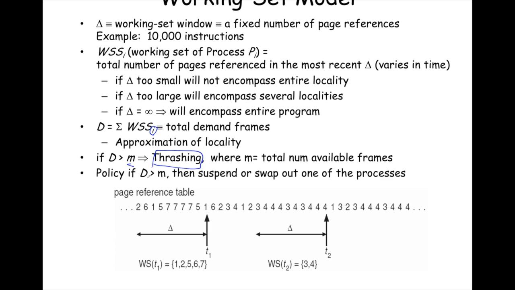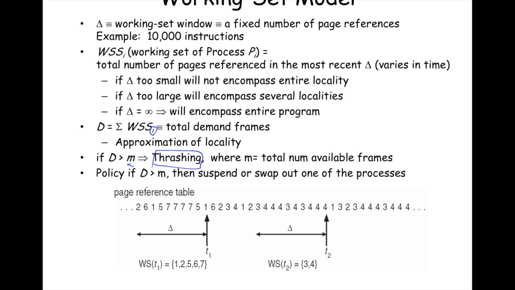So now what your policy then is, if your demand exceeds the total number of frames, then you're going to do one of two things. You're going to either suspend one of the processes to free up some of those frames, or you're going to swap out one of the processes.